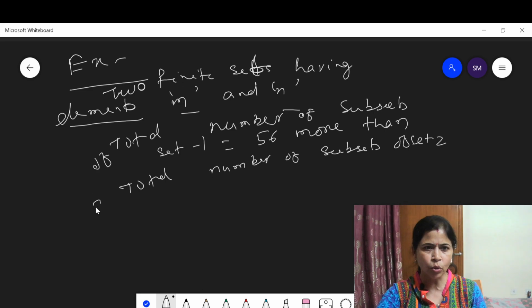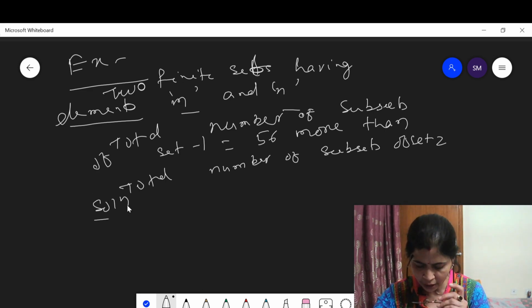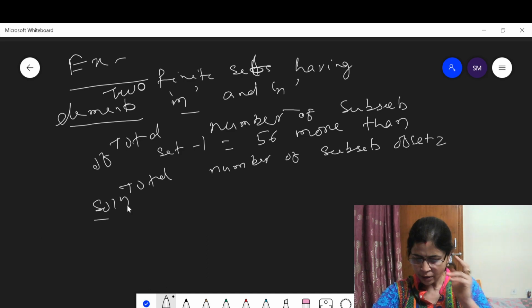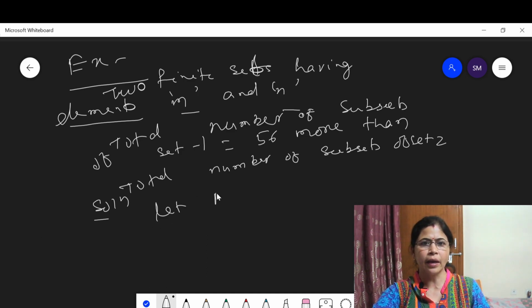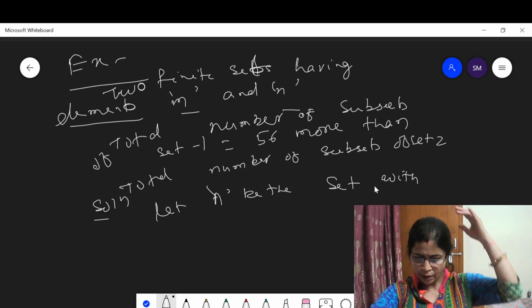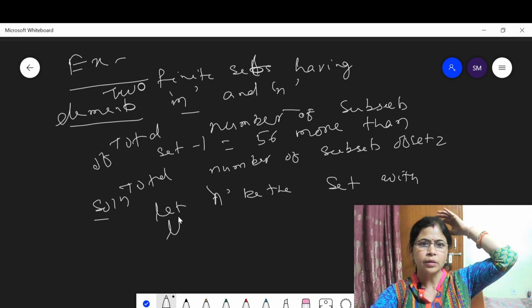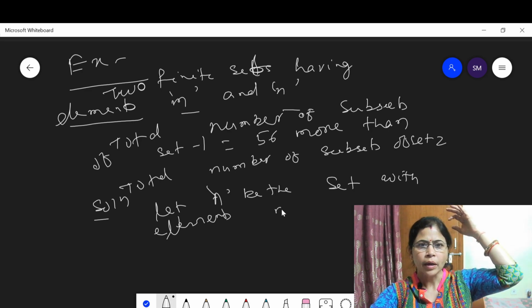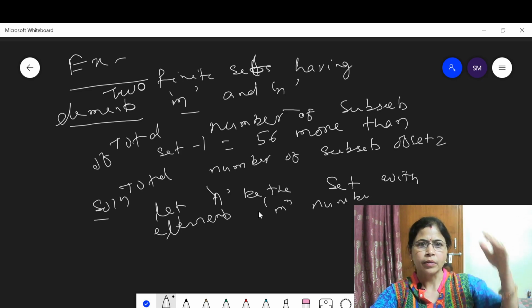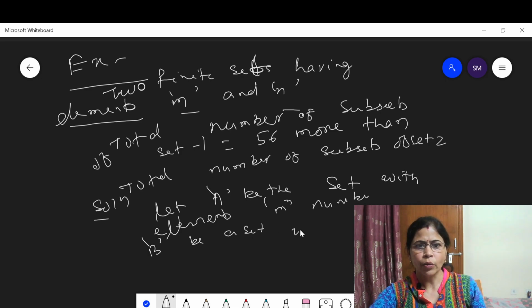This means, according to the question, the solution says: let A be the set with m number of elements, then B be a set with n number of elements.